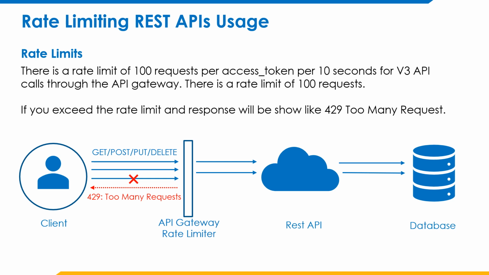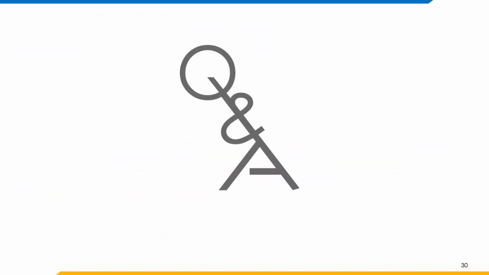If you exceed the rate limit, expect the following responses from the API. Status code 429 means too many requests. Headers: Retry-After. That's it for this session.